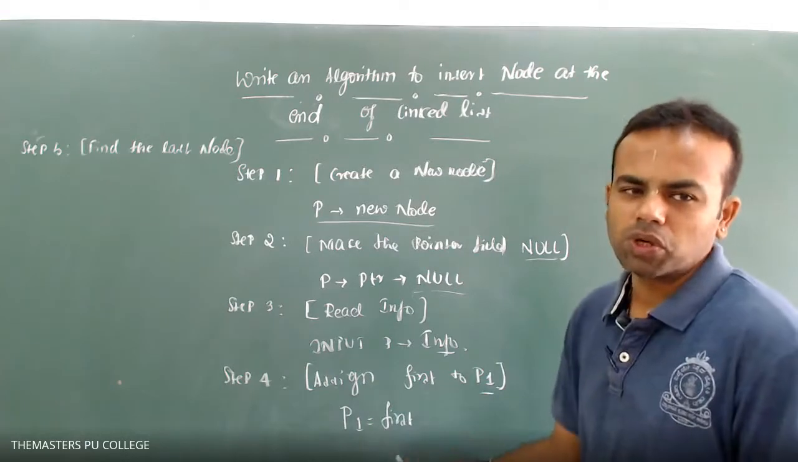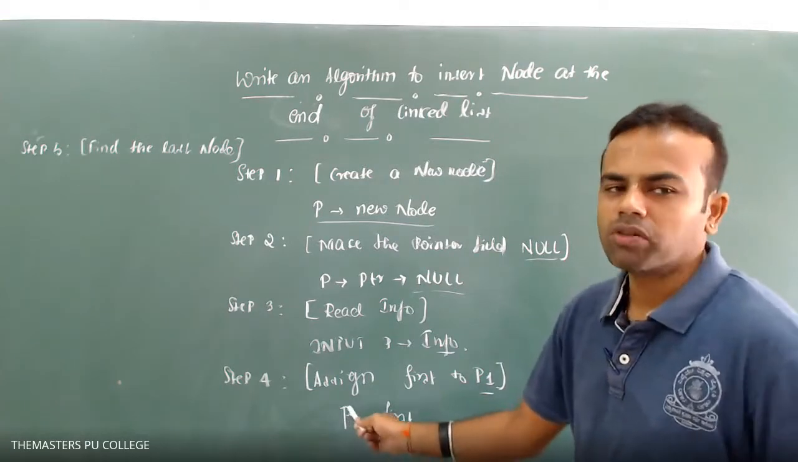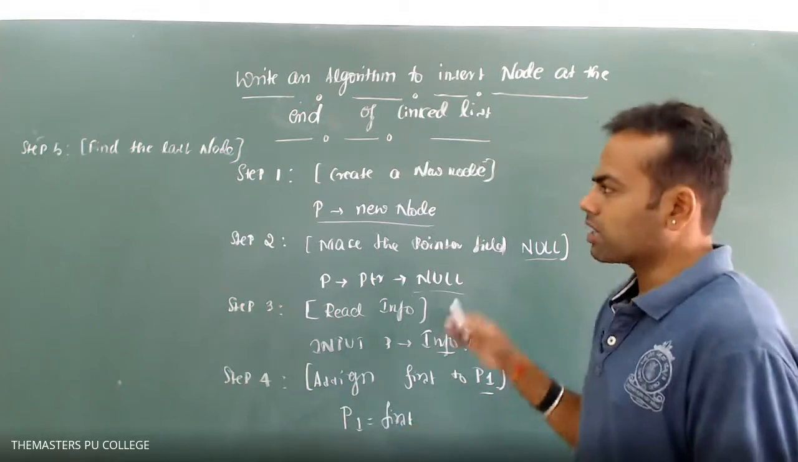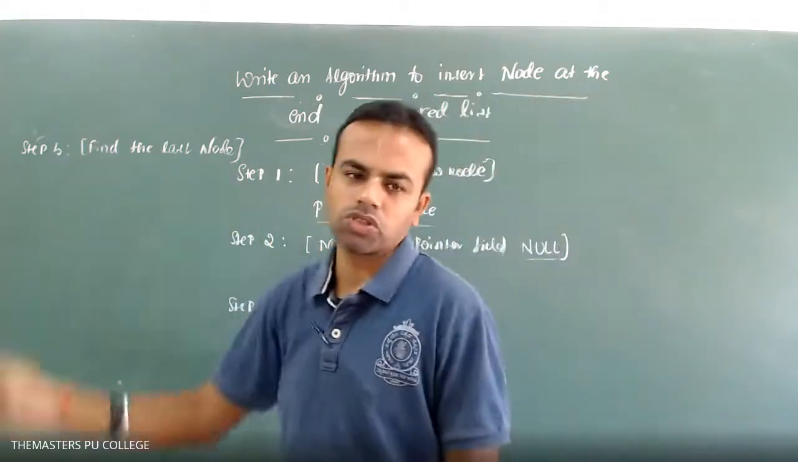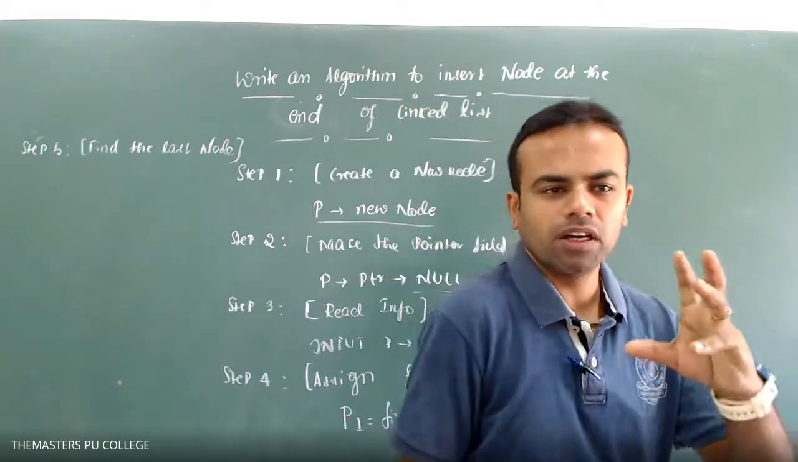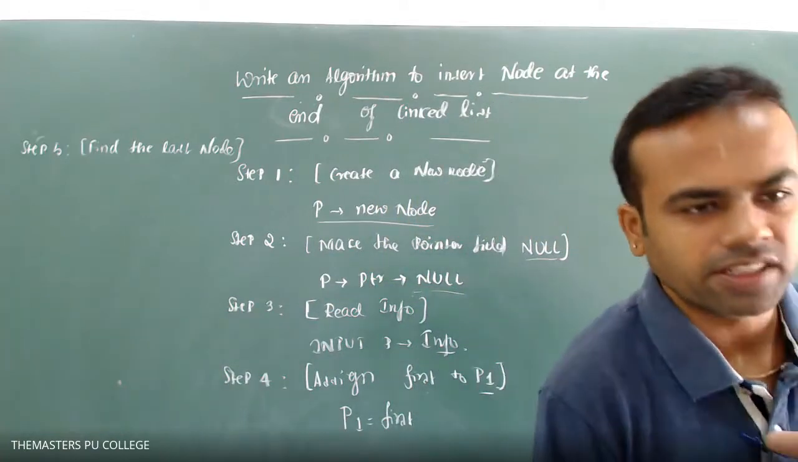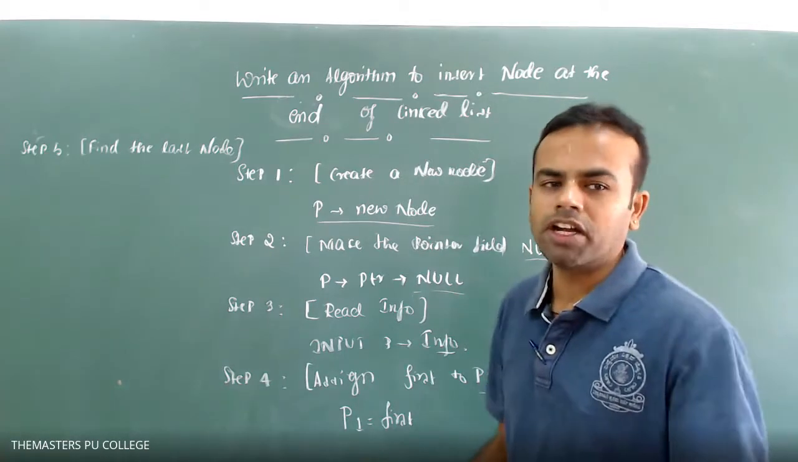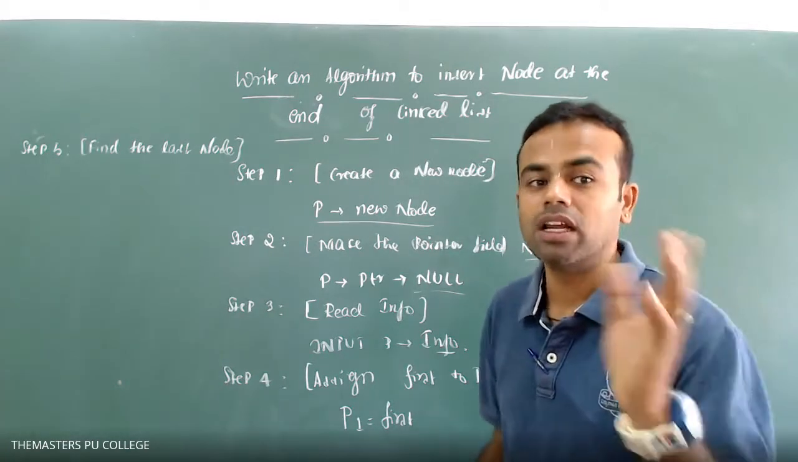Then assign the first to P1. So we need to store P1 once again. You take one more variable, that is P1, and make it the first. And right now we need to identify the last node. So how do you identify whether the node is the first node or the last node? We assigned the first node as P1. How will we identify the node as the last node?